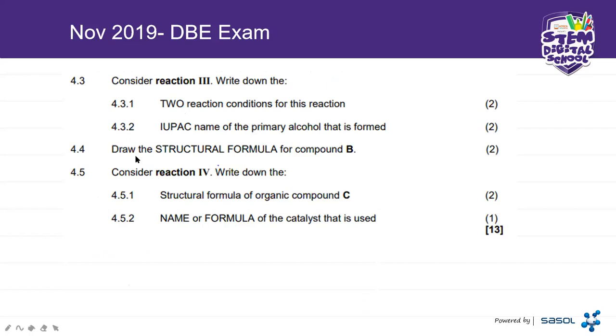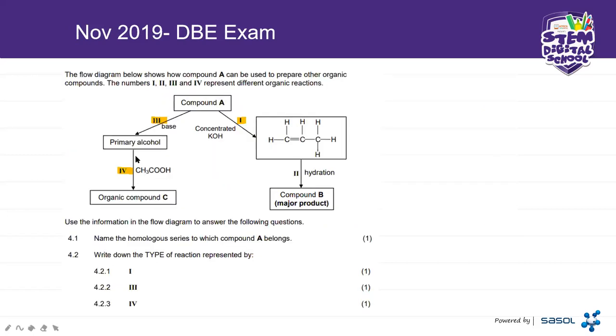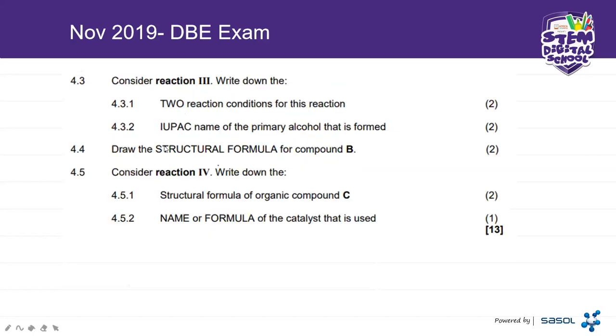Okay, so now they want to know the IUPAC name of the primary alcohol that is formed. So they want to know the primary alcohol. I think it's probably propanol. What do we look at when we look at this? We start checking what you had before, because here we removed our H's. You look here at what you had before. So you had 3, and now you've got an alcohol. So it's likely to be a propanol, right?